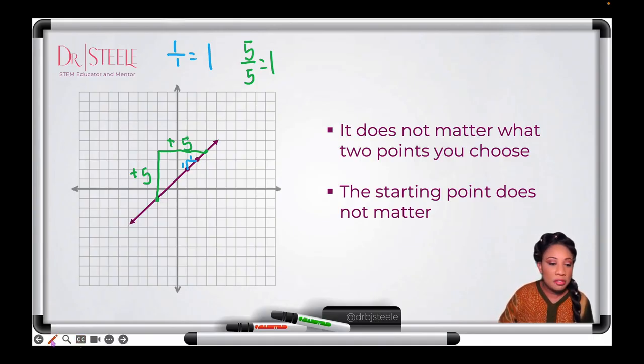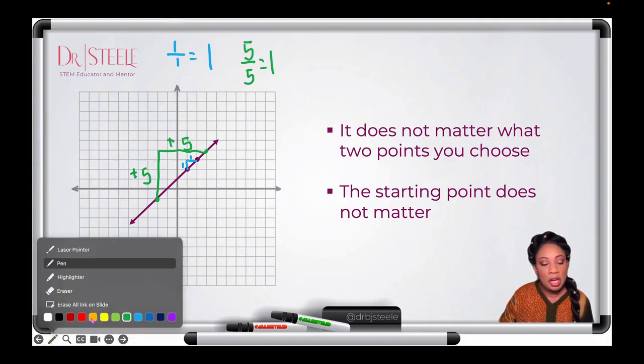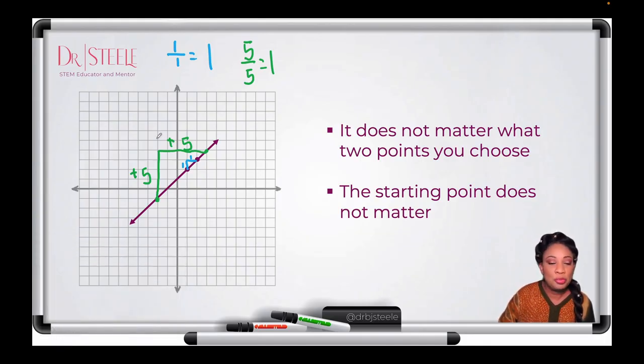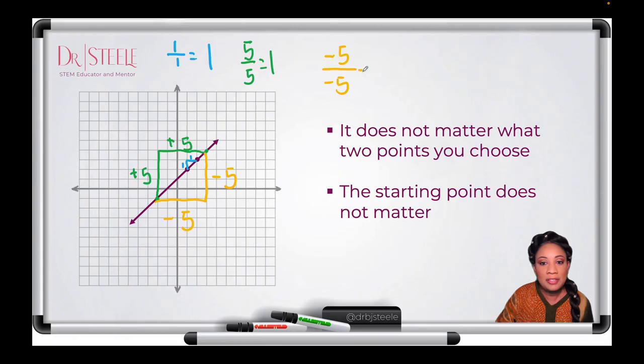And again, for those of you that are still wanting to do something different, if I want to go down first, I can. So I can go down 1, 2, 3, 4, 5. And if I go to the left, 1, 2, 3, 4, 5. So, negative 5 over negative 5 is 1. Surprise! Not really, but okay. Moving on.